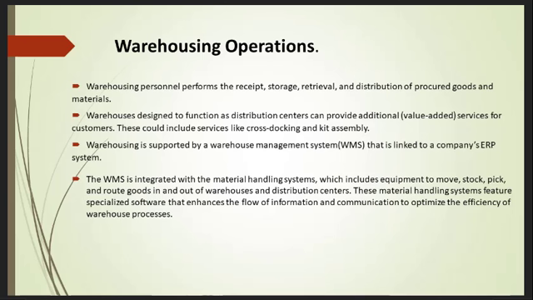As manufacturing personnel complete their assembly operations, they process raw materials and semi-finished goods, sending finished products back to the warehouse. At this point, products could be stored for further assembly operations or might be packaged and prepared for immediate delivery to a customer. Warehouses designed to function as distribution centers can provide additional services for customers. This could include services like cross-docking and kit assembly.